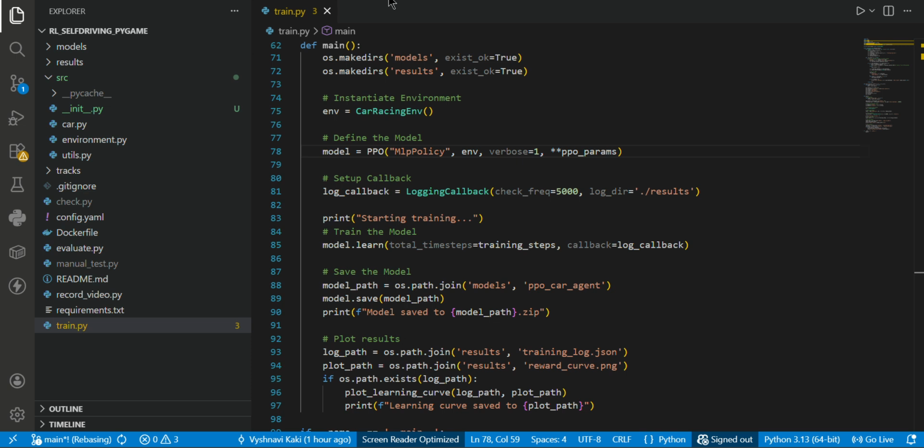Training runs for 100,000 time steps, during which the agent repeatedly interacts with the environment, collects the rewards, and updates the neural network weights to improve its driving strategy. To track performance, I have implemented logging that records the agent's mean reward over time, which allows us to visualize how learning progresses.